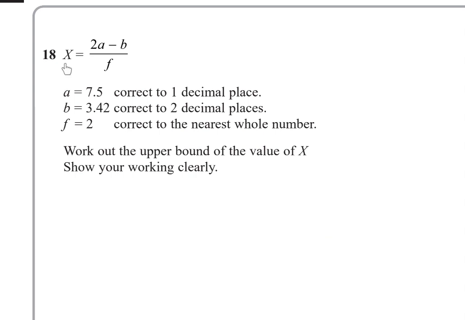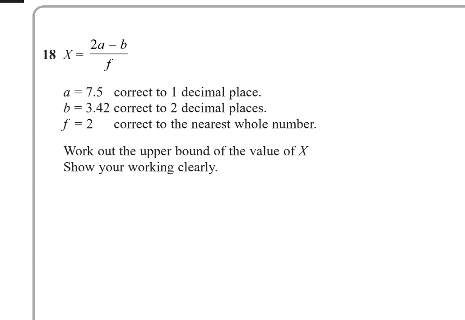18. x equals 2a minus b over f. a equals 7.5 correct to one decimal place. b equals 3.42 correct to two decimal places. f equals 2 correct to the nearest whole number. Work out the upper bound for the value of x. Show your working clearly. So we need the upper bound for x.